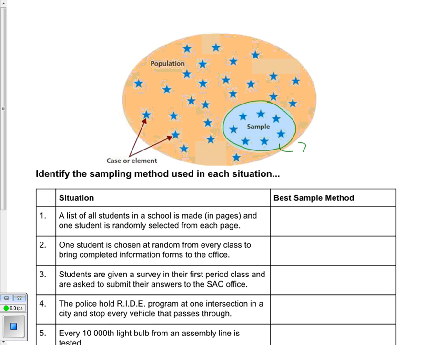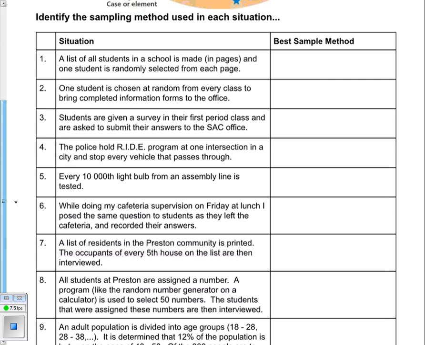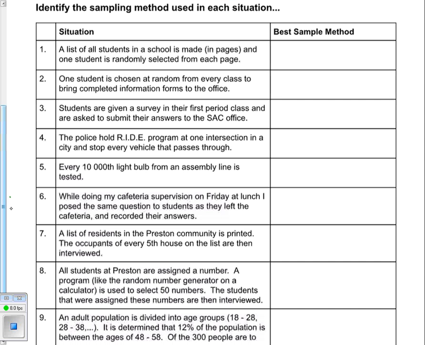So let's quickly identify the sampling methods used in each of the situations we have below. Some potential case studies. This might be a good type of question to ask you on a quiz, on your unit test, or even the exam. Identify the sampling method used in each of these situations. Situation number 1: you have a list of all the students in a school that's made in pages. You print off a list, and one student is randomly selected from each page.